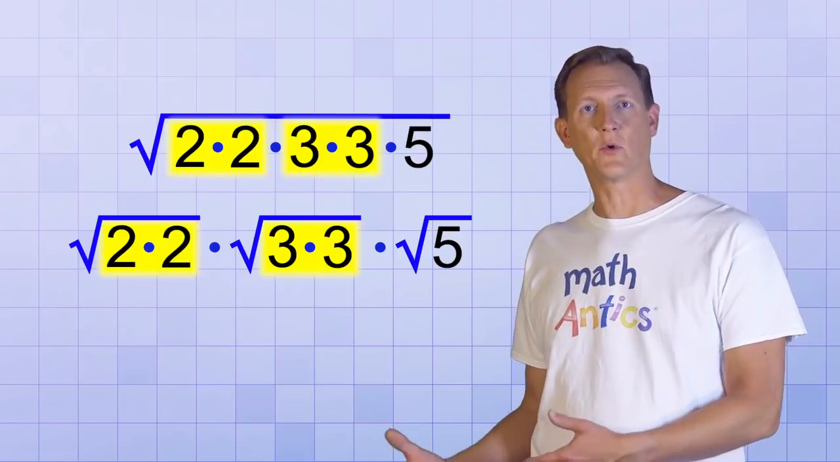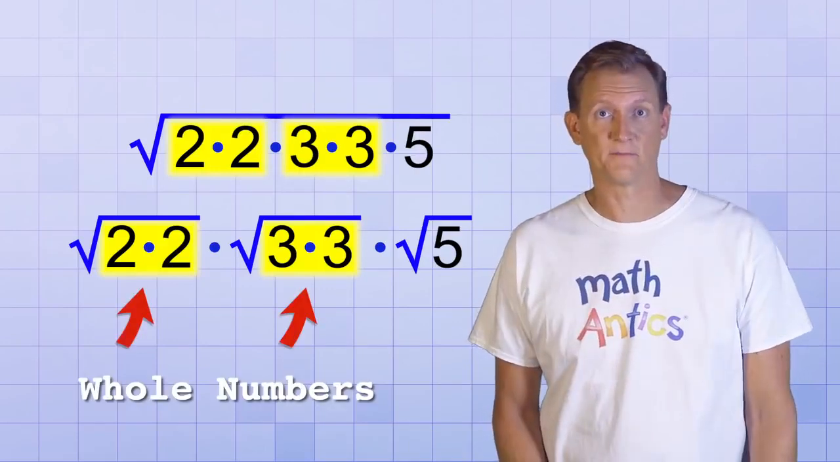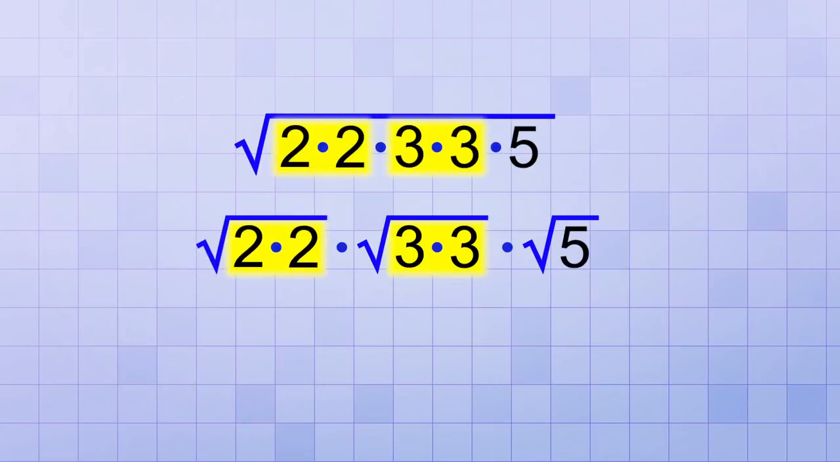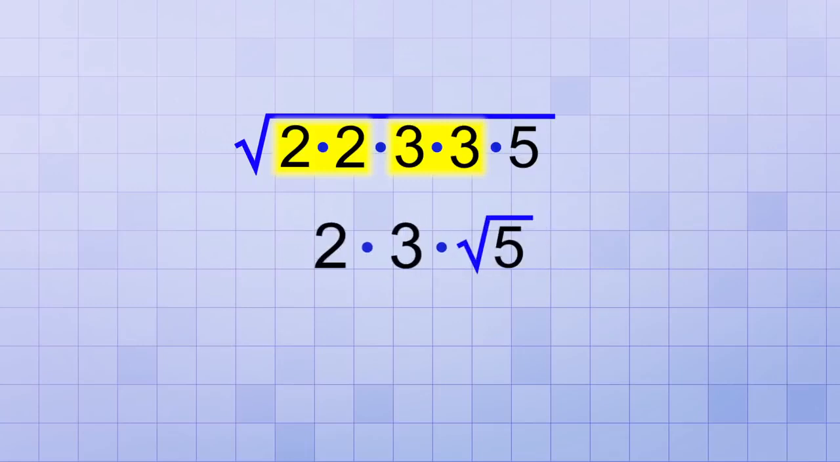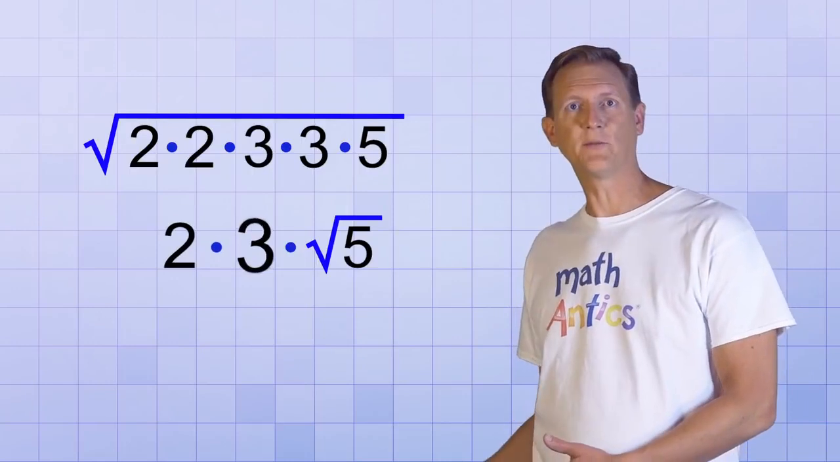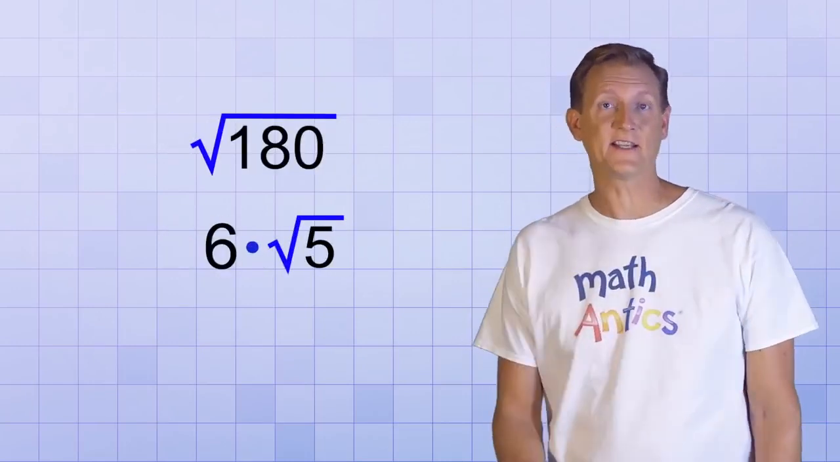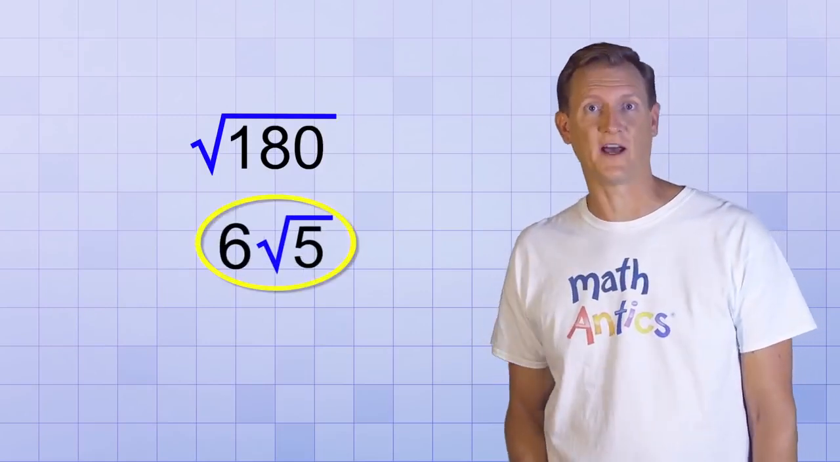Now we can simplify the square roots of the perfect squares that we found so that they just become whole numbers. The square root of 2 times 2 simplifies to 2, and the square root of 3 times 3 simplifies to 3. That gives us 2 times 3 times the square root of 5. The square root of 5 can't be simplified any further. 5 is a prime number, so its only factors are 1 and itself. Great! Now all we have to do is recombine the factors we simplified. 2 times 3 equals 6, so the simplified version of the square root of 180 is 6 times the square root of 5, or 6 root 5.